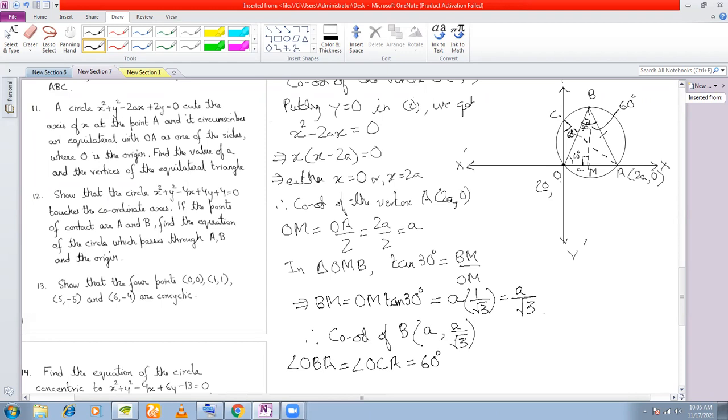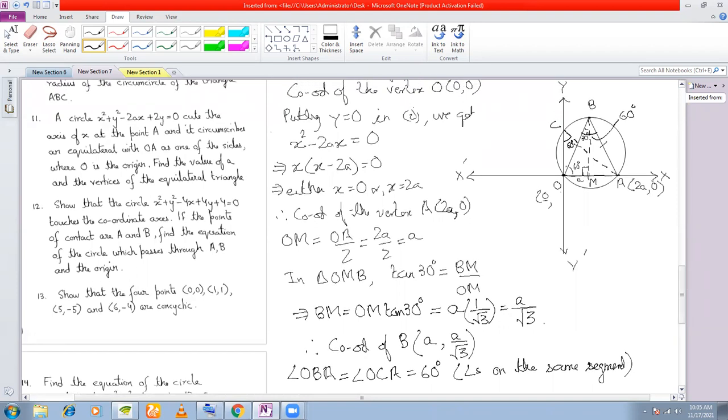Angles on the same segment. Can you see the angles on the same segment? See the circle? This is the chord. So OBA and OCA are on the same segment, right? So that is why they must be equal. Now, once I got them equal, this is also a right angle triangle. This is 90°. So triangle OCA is a right angle triangle, right? In triangle OCA, this length here, how much is this length? This length is 2A, right?